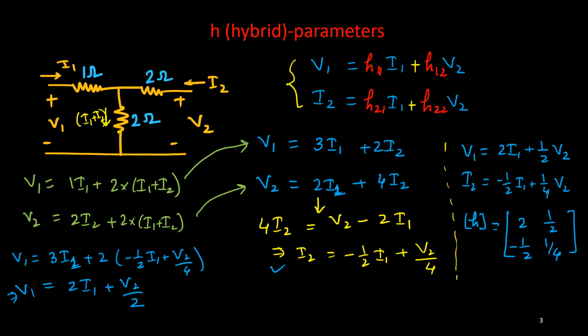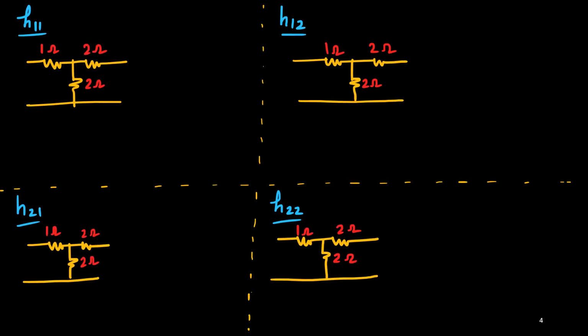Okay, the next one. Suppose the same problem I want to solve in a different way. Suppose individually we want to find out H11, H12, H22, H21 from the circuit only. Let us see. What is H11? You can remember those equations. That equation I write again: V1 equals H11 I1 plus H12 V2, and I2 equals H21 I1 plus H22 V2.